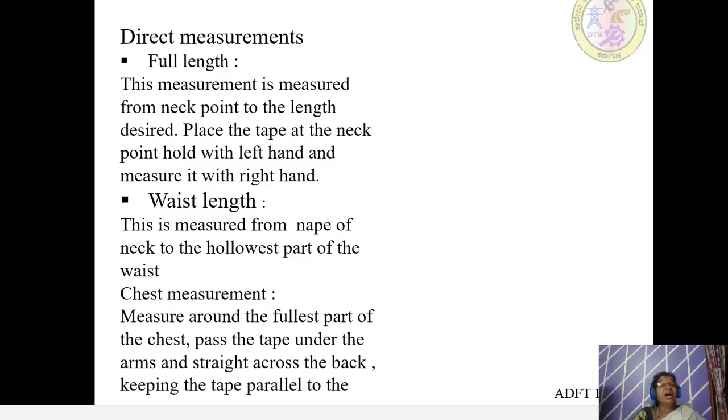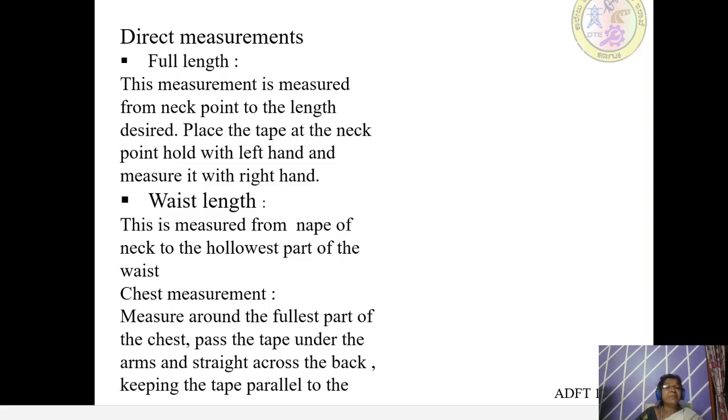But here I'll tell you how to take direct measurements. Taking measurements is an art, because you have already undergone the practice. So, how to take a full length measurement? This measurement is measured from the neck point to the length desired. Place the tape at the neck point, hold with the left hand and measure with the right hand, and take the proper full length measurement.